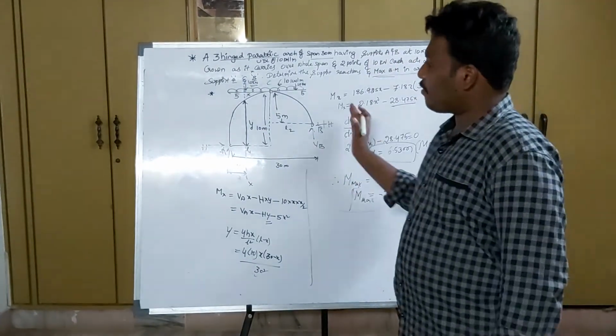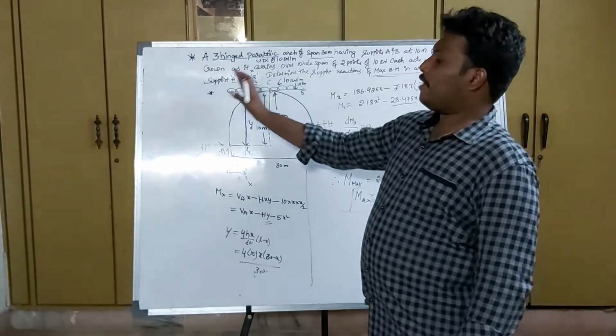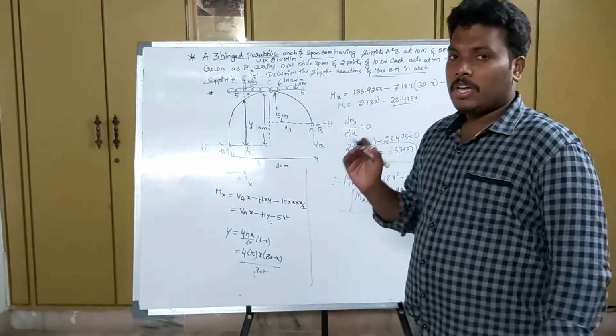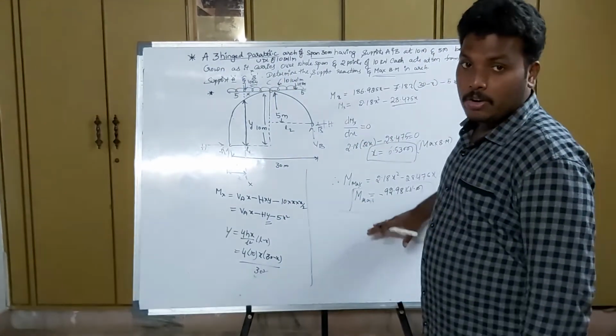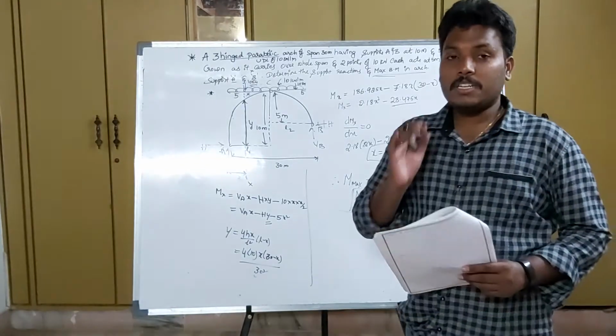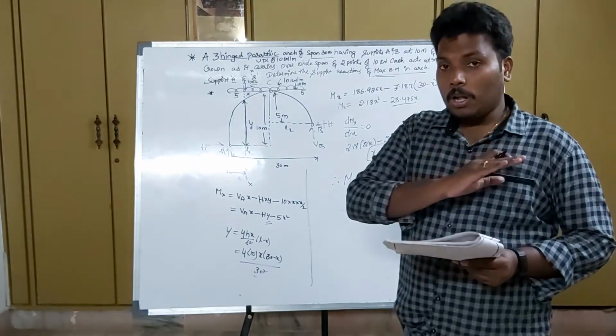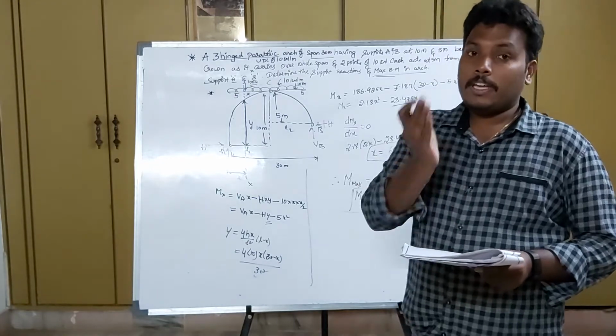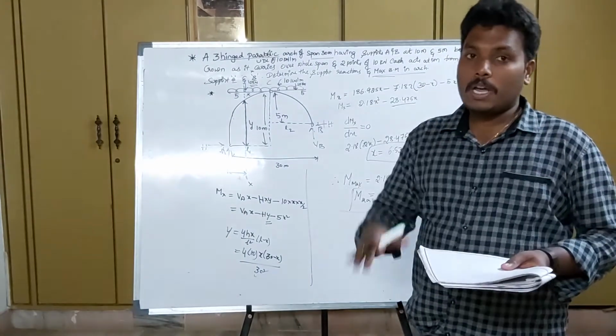Either you can calculate from the right side or you can calculate from the left side. Whichever, anything is fine. This is the way we need to find out the maximum bending moment. That's it for calculating all the problems of arches with respect to different level of supports and at the same level of supports.